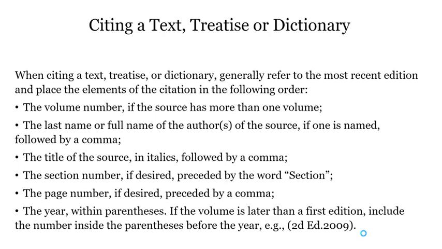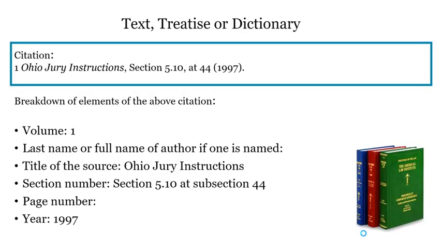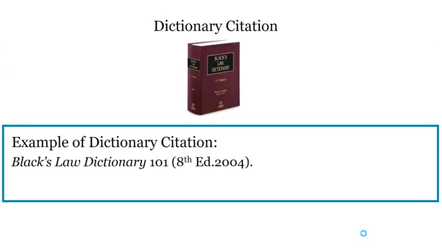And then I'm going to show you two examples. The first one is a citation for Volume 1 of Ohio Jury Instructions, Section 5.10 at subsection 44, and 1997 is the publication date. The next one is Black's Law Dictionary. This is a citation for page 101 of Black's Law Dictionary, the 8th edition, which has a 2004 publication date.